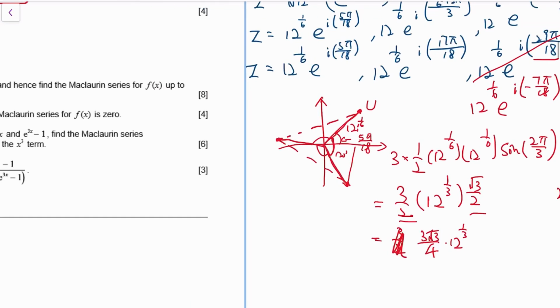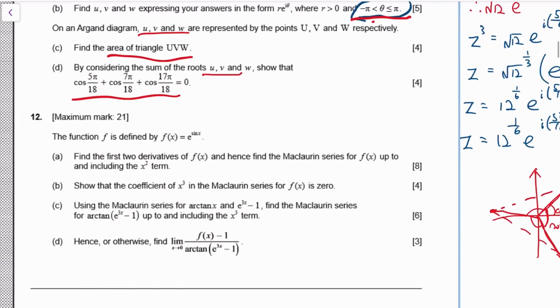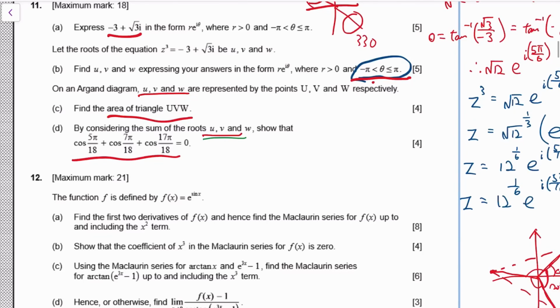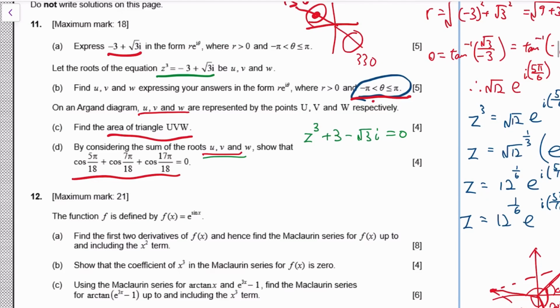Okay, what do they mean by considering the sum of roots? Remember that u, v, w were roots of this equation. So the equation is actually z cubed plus 3 minus root 3i equals 0. Okay, so this is a cubic equation where the normal cubic equation is what? It is ax cubed plus bx squared plus cx plus d. So in this case, a would be 1, b is 0, c is 0, d would be 3 minus root 3i.